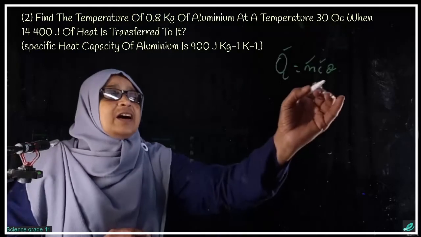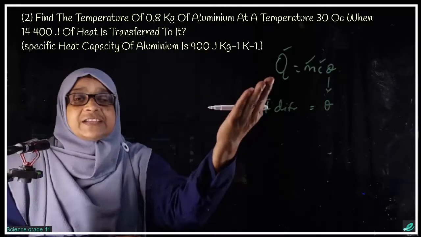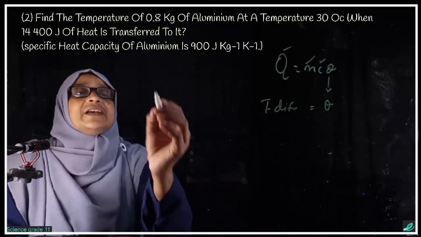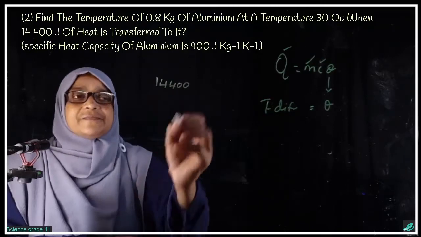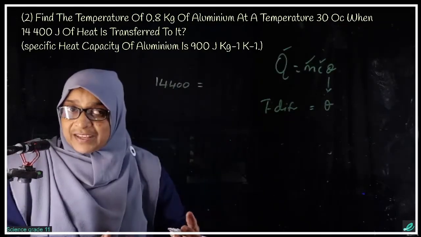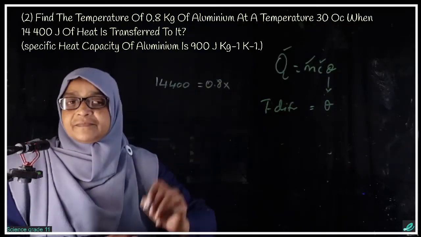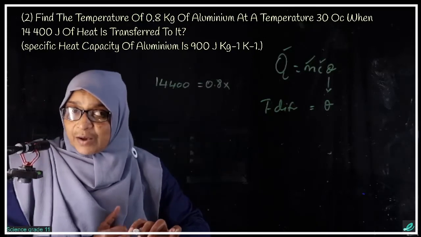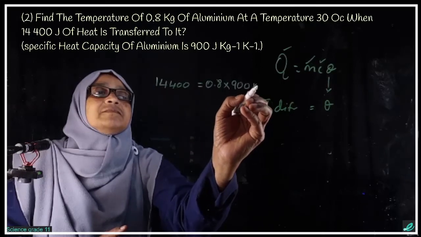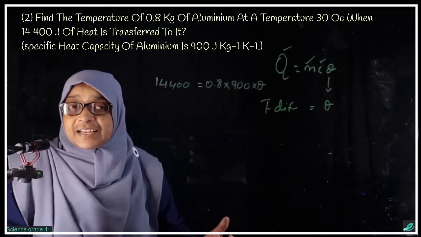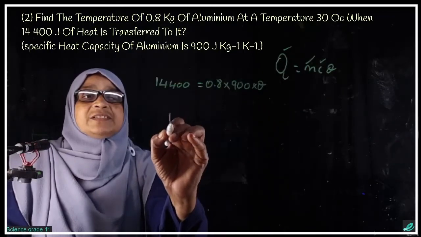Okay, we understood what they have asked here. We can find out the theta. What is the amount of heat supplied to this aluminium? 14,400 joules. Mass of aluminium, 8 kg. Specific heat capacity of aluminium. We don't know the temperature change. Okay, we bring this theta to the other side.